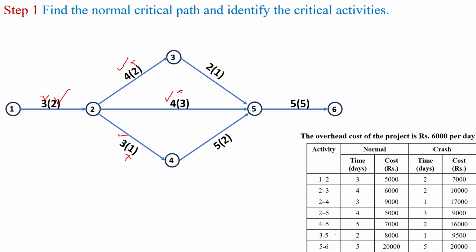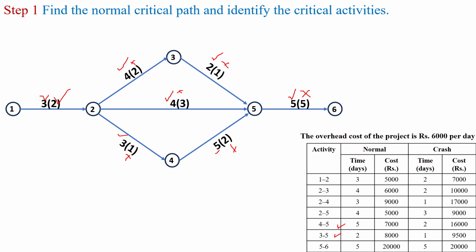For 3 to 5, normal time is 2 and crash time is 1. For activity 4 to 5, normal time is 5 and crash time is 2. And the last activity 5 to 6, normal time as well as crash time are both 5. So this is the network diagram.